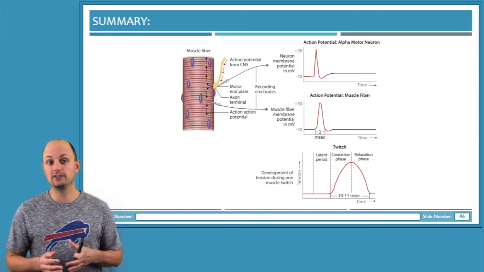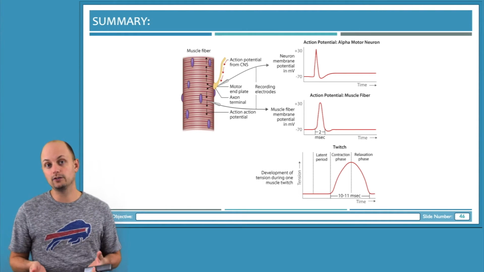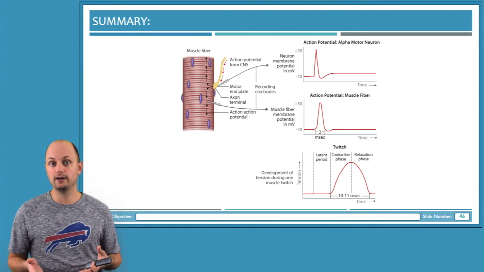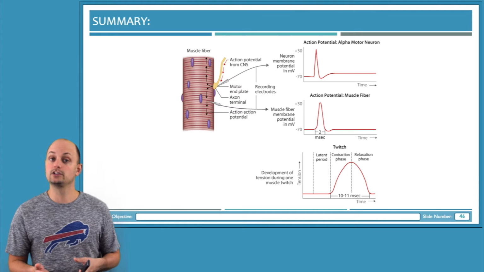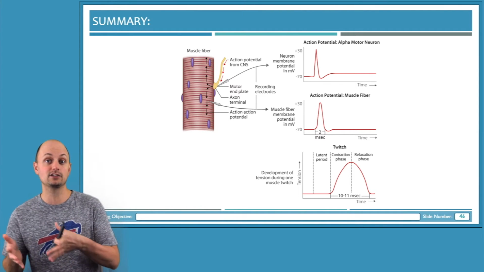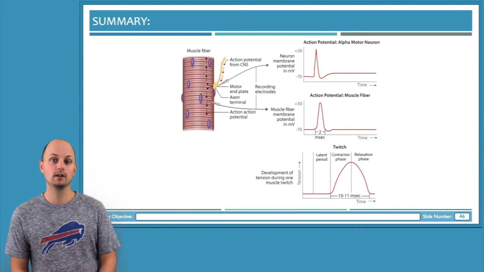We have all three of those things on the exact same time scale. So up at the top, you're seeing the action potential that's recorded from an alpha motor neuron. The middle panel shows you a muscle action potential. And in the bottom panel, we have a twitch, which is the term that we use to describe a single contraction-relaxation cycle inside an individual muscle fiber.